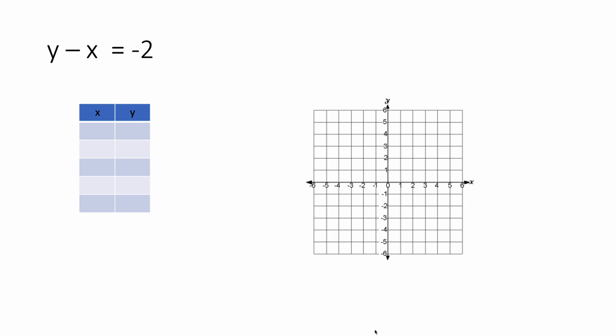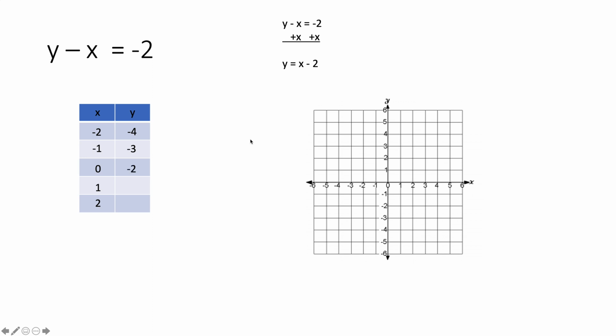Okay, so the problem here is that it doesn't say y equals, it says y minus x equals. So I can add x to both sides, and I get y equals x minus 2. And there is my rule for completing my table. Again, I pick from negative 2 to 2, and plugging them in, the first one will be negative 2 minus 2, which is negative 4. Negative 1 minus 2 is negative 3.